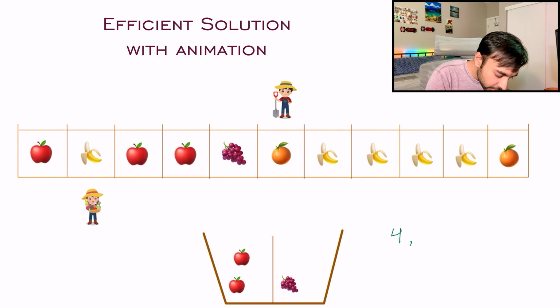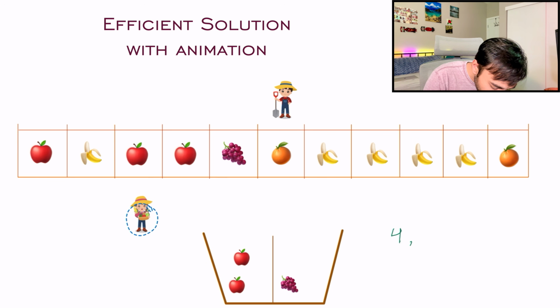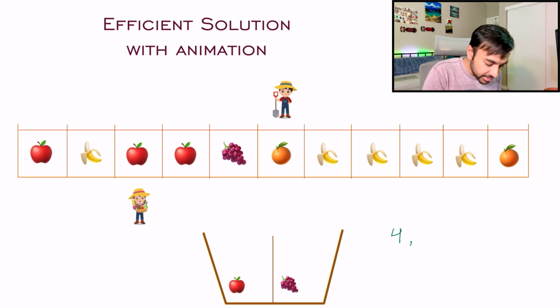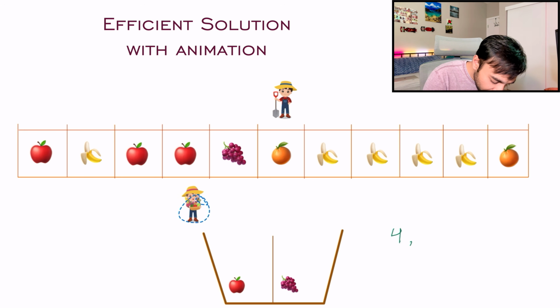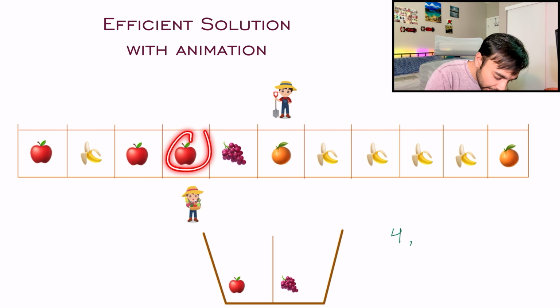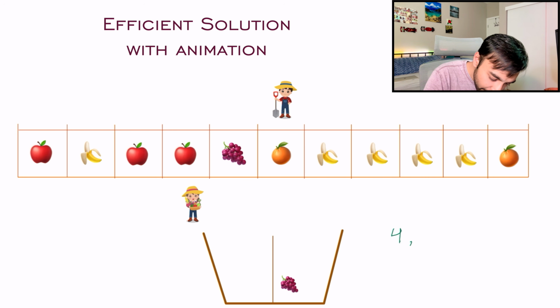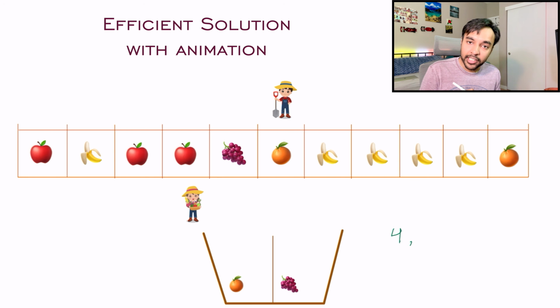No, right? So that means I need to start removing fruits. Which one do I remove? I remove an apple. I take this apple and I remove it. I still don't have space. So I move my pointer one step ahead. Once again, I see an apple, so I will remove this apple. Now I have some space, right? So I will take an orange and add it to my basket.